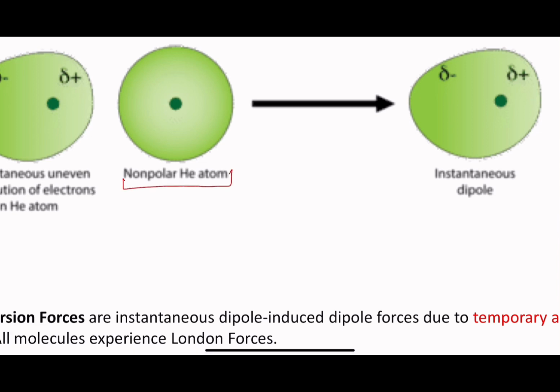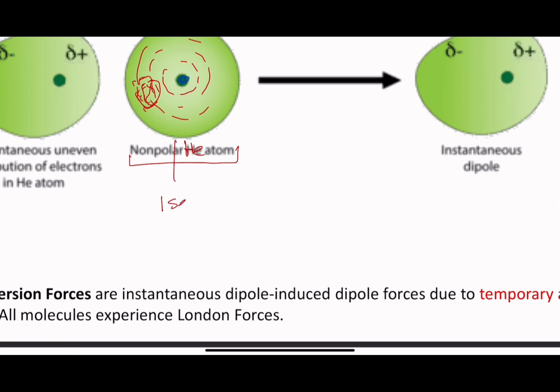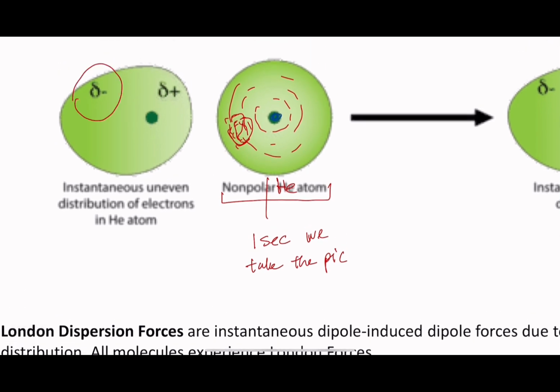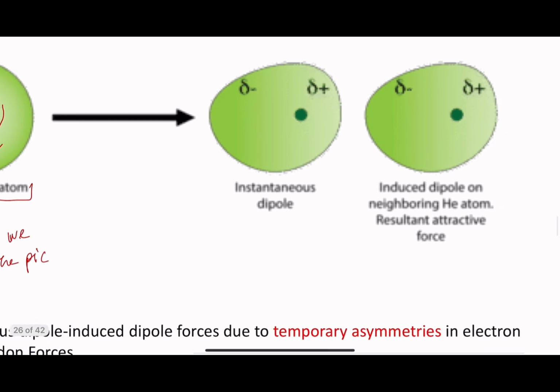Let's say we have a non-polar helium atom, okay? We have a nucleus in the middle, and we have electron clouds around. At one point, we have more electrons on this side, and we will have fewer electrons on this side. It's just that they are circulating, right? So if for one second we take a picture, because of this electron cloud we have a partial negative charge here and a partial positive charge here. Okay, and then you have another nearby helium atom.